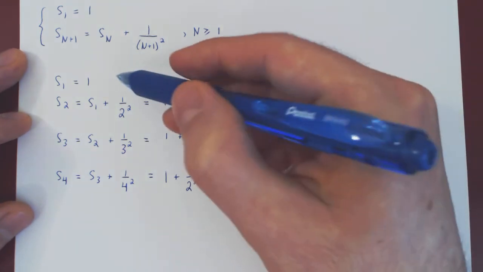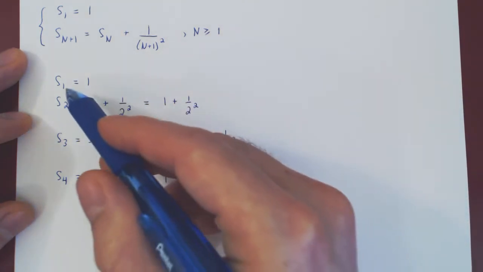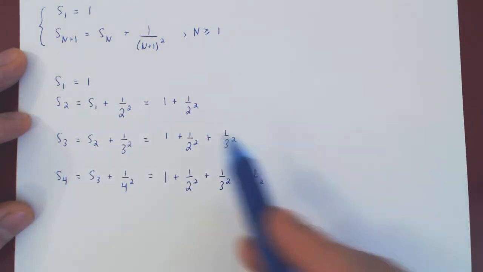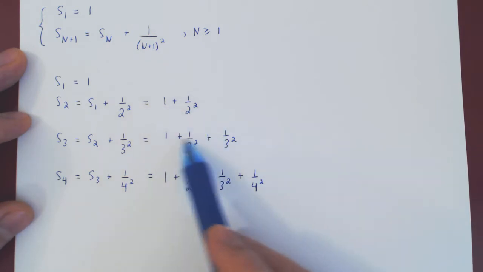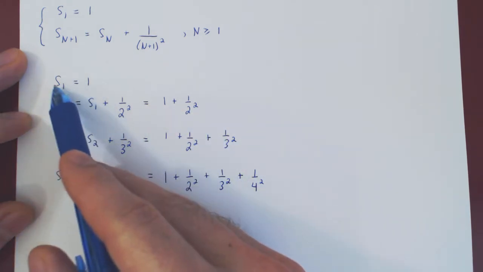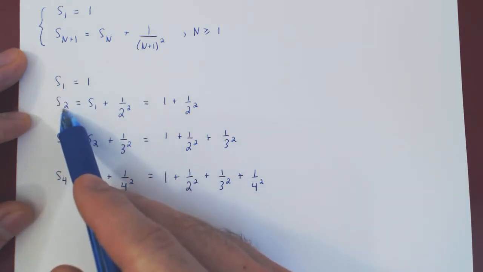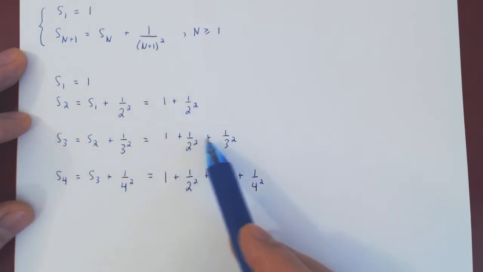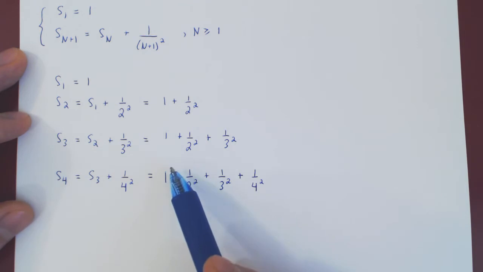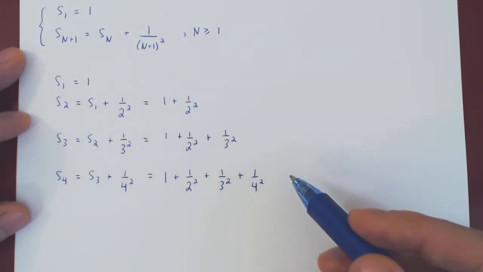And now at least you should begin to understand why we're using an S instead of an A. Because you see that the terms of our sequence are actually sums. S1 is the sum of one number. S2 is the sum of two numbers. S3 is the sum of three numbers. S4 is the sum of four numbers, and so forth.